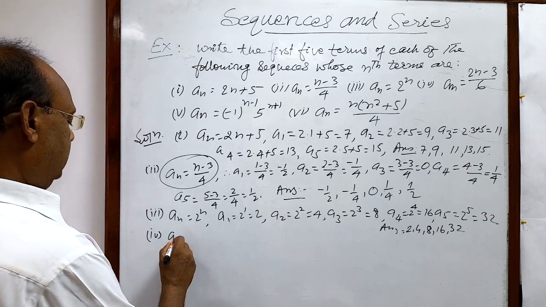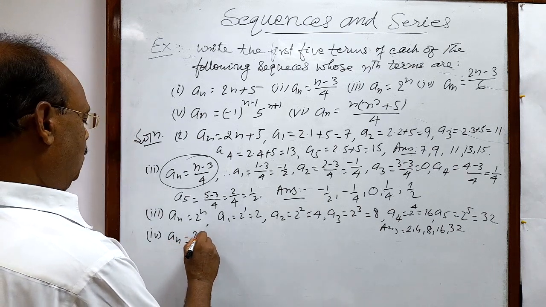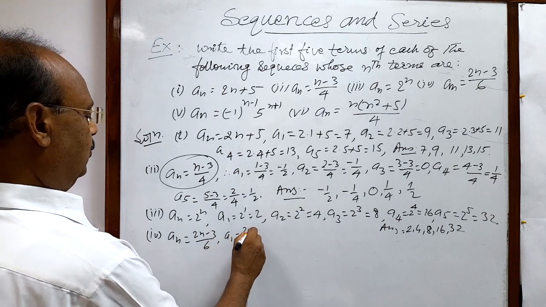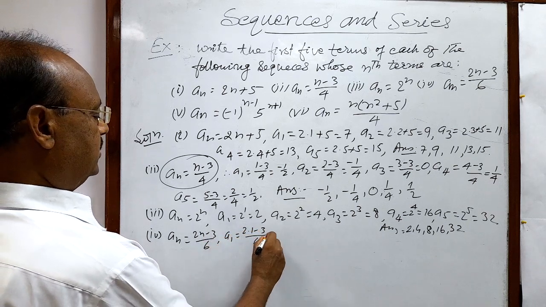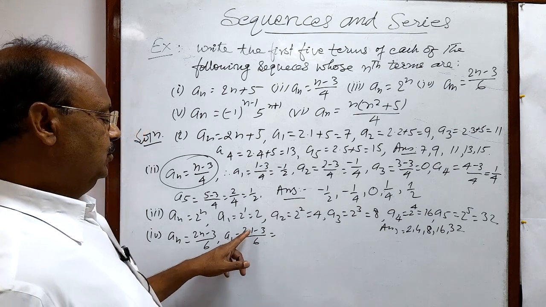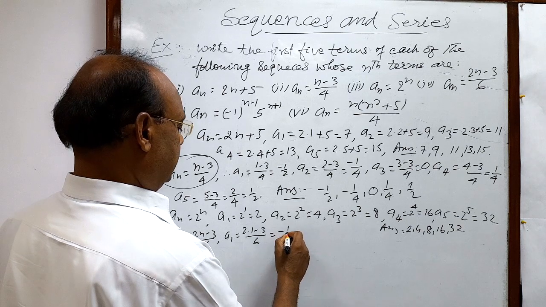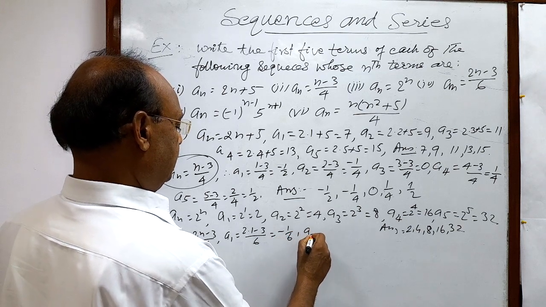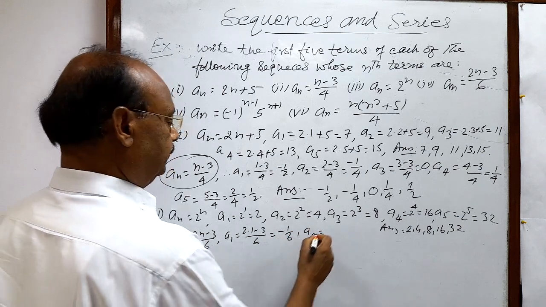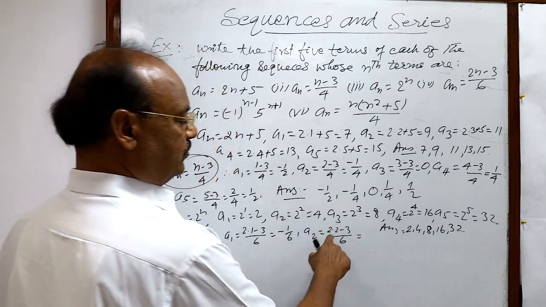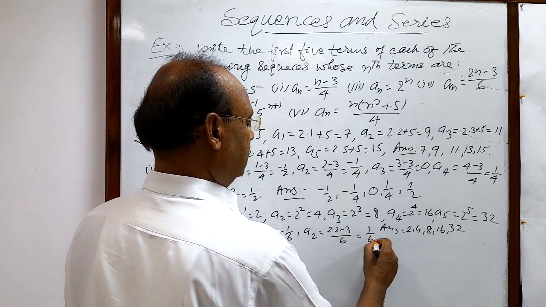Here the general term aₙ is (2n − 3)/6. So the first term is (2 × 1 − 3)/6. 2 into 1 is 2, minus 3 means −1, so a₁ is −1/6. a₂ is equal to (2 × 2 − 3)/6, and this is 4 − 3, that is 1/6.